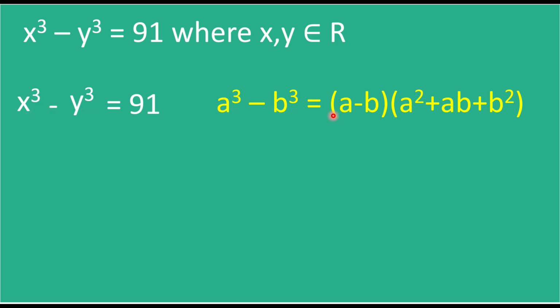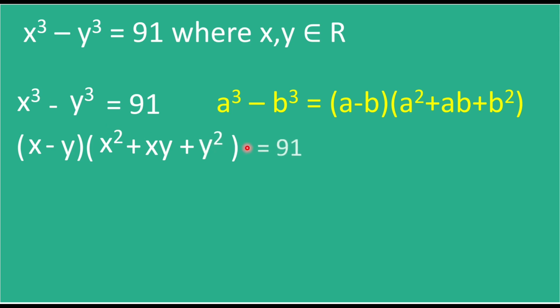So a cube minus b cube is equal to a minus b into a squared plus ab plus b squared. So we will expand this x cube minus y cube according to this formula. So this will become a minus b, that is x minus y, because we have a equal to x and b equal to y. So x minus y into x squared plus xy plus y squared equals 91.